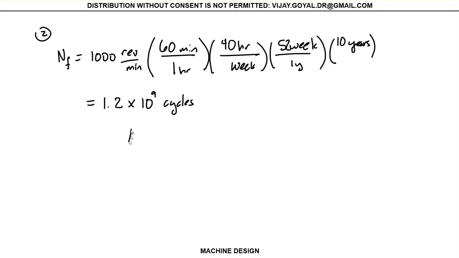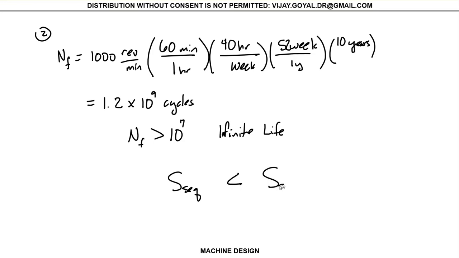And basically this NF is bigger than 10 to the 7, so we have to design for infinite life. So what we are saying is that your Goodman equivalent stress has to be less than your endurance stress. Okay, so we move on.